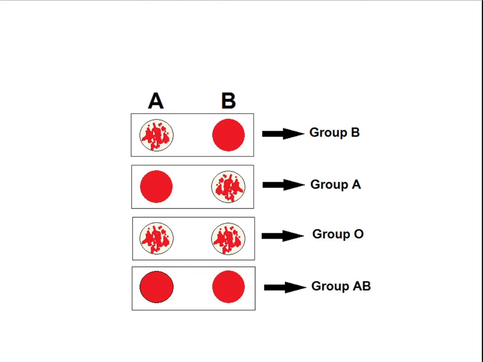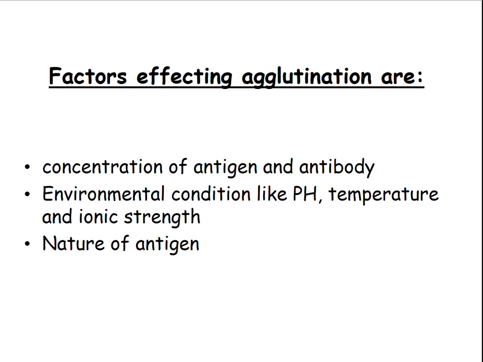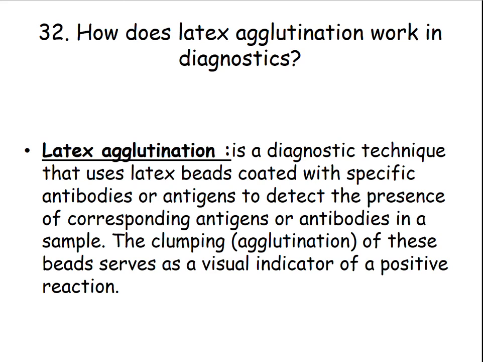And while blood group O is the universal donor, they can give blood to everyone. So here it's about the factors that affect agglutination. The first one is concentration of antigens and antibodies, environmental conditions like pH and temperature, and ionic strength. And the last one is nature of antigens. There are many factors that affect agglutination. Those are the main ones.